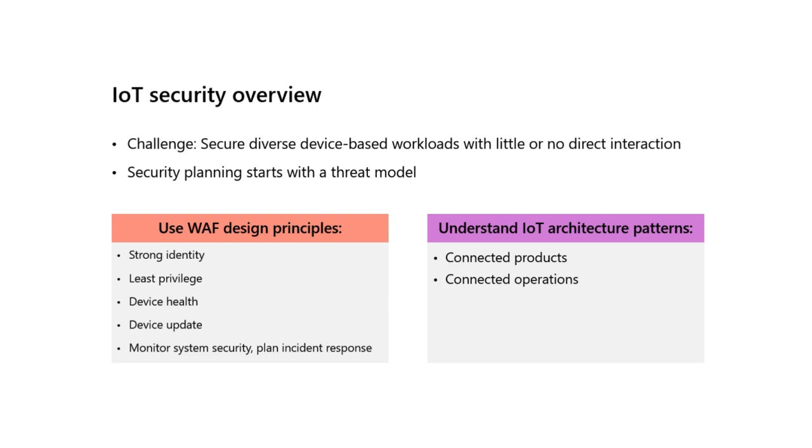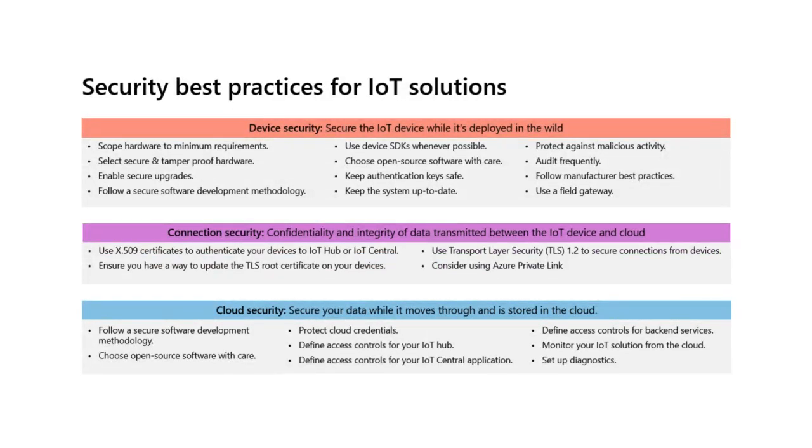Most IoT systems use either a connected products operations architecture pattern or a connected operations architecture pattern. You can divide security in an IoT solution into the following three areas. Device security: secure the IoT device while it's deployed in the wild. Connection security: ensure all data transmitted between the IoT device and the IoT cloud services is confidential and tamper-proof. Cloud security: secure your data while it moves through and is stored in the cloud.